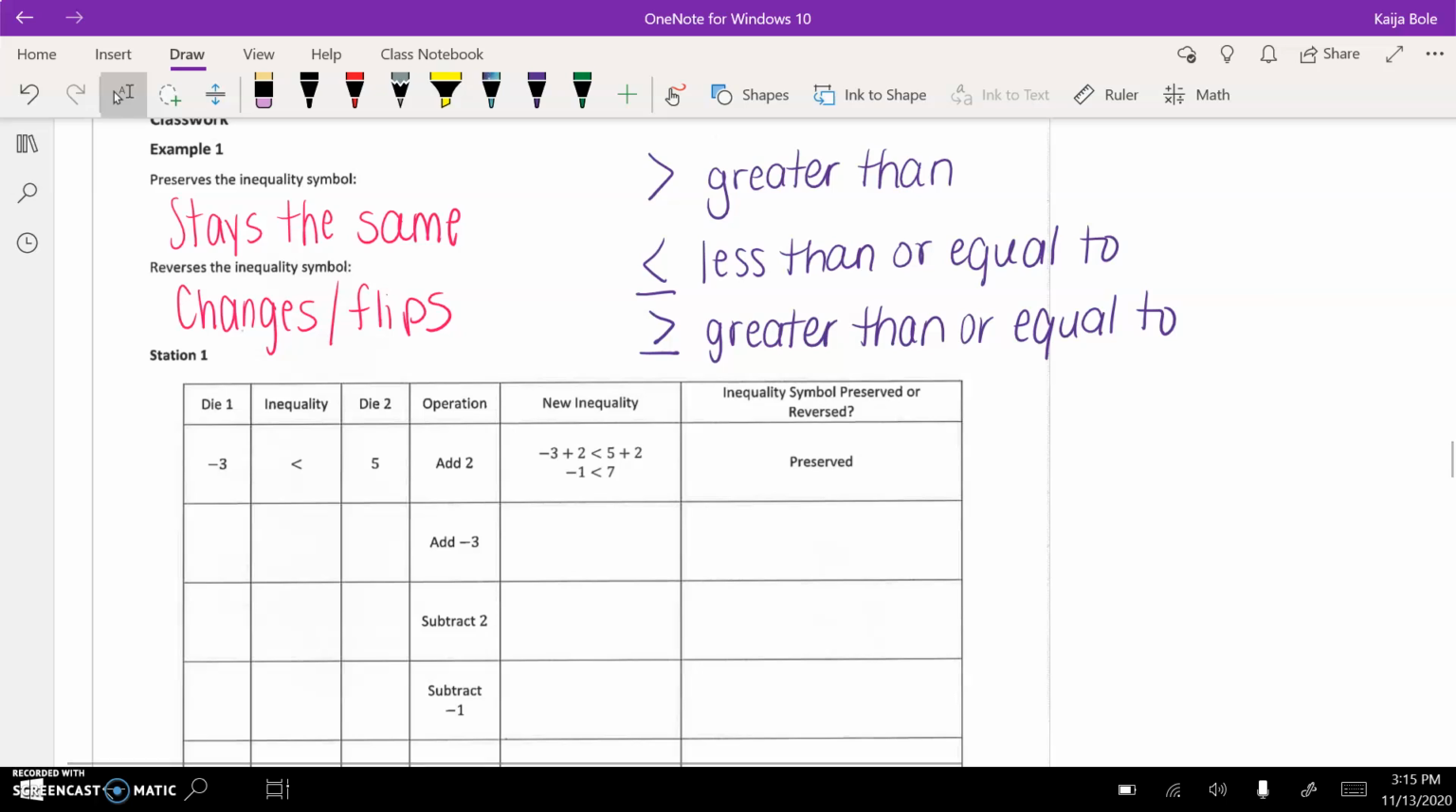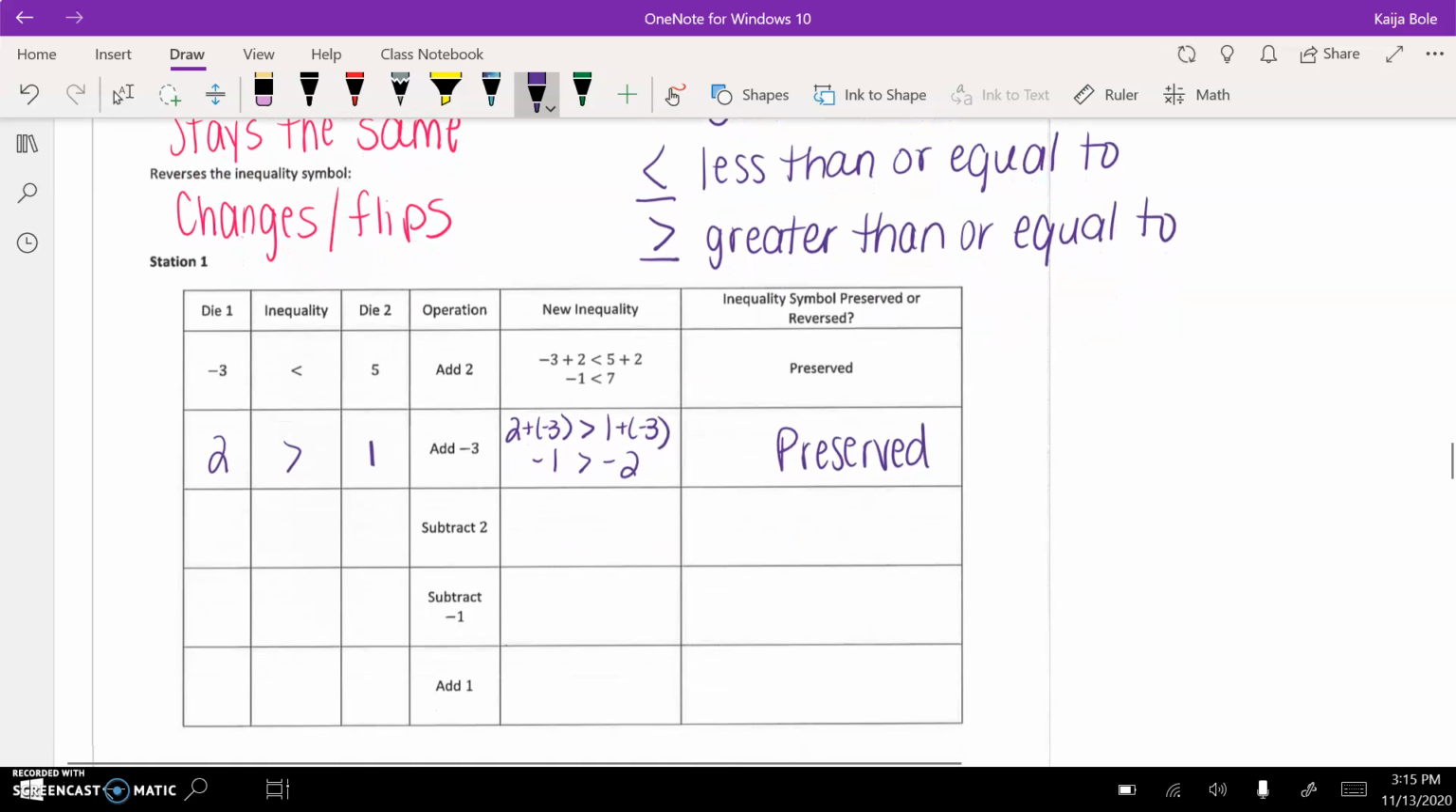So maybe now we're going to do something even simpler. Just 2 is greater than 1. And we're going to add -3 to both sides. So we're doing 2 plus -3 is greater than 1 plus -3. So 2 plus -3 would be -1. And then is that greater than -2? Yes, it is. So again, this would be preserved.